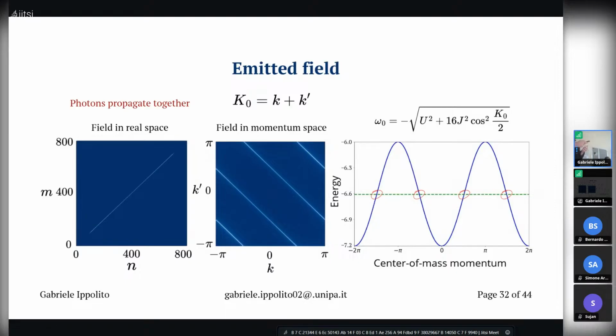In the momentum space, we observe these four bright lines, and to understand what they are, we need to look at the resonant states. If we tune the atomic frequency, for example, here at the center of this band, we observe that in general, if we are not at the edges, we have four resonant states. These states are identified by a well-known center of mass momentum that I call K0.